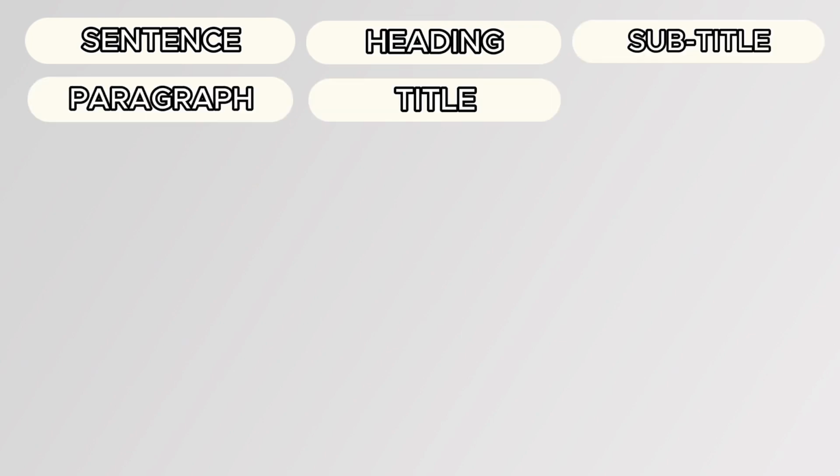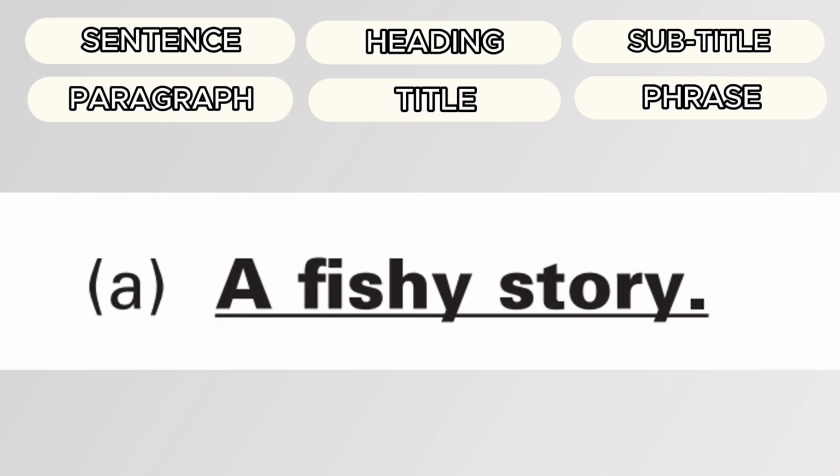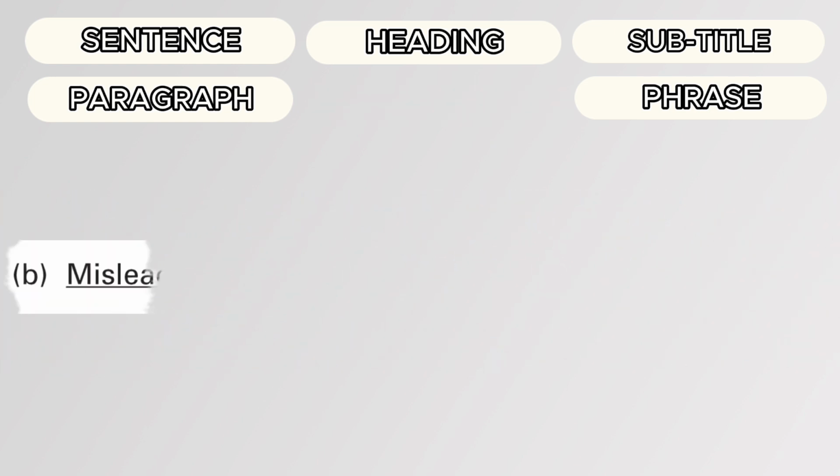Let's make some practice in order to identify the features of text or writing. So we have some features here like sentence, heading, subtitle, paragraph, title, or phrase. I will show you some different tasks and you should find out what they are. Okay? So first of all, that's one, a fishy story. So what can it be? Yeah, it's a title.